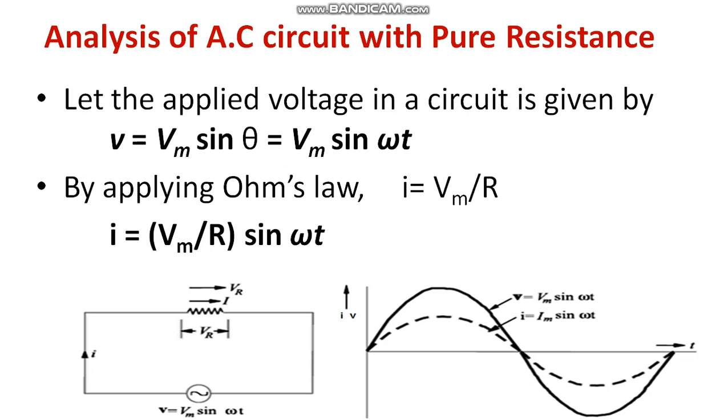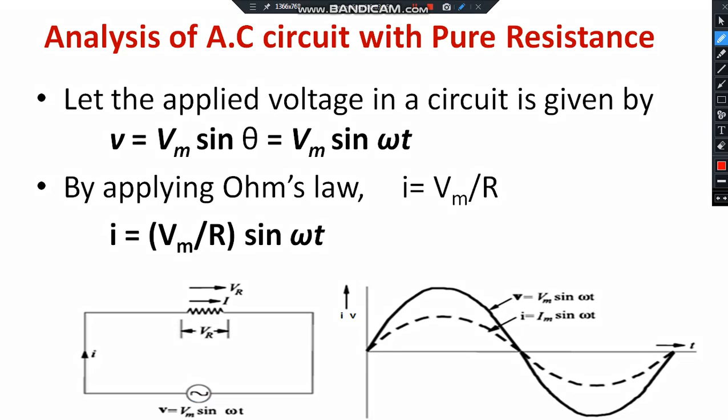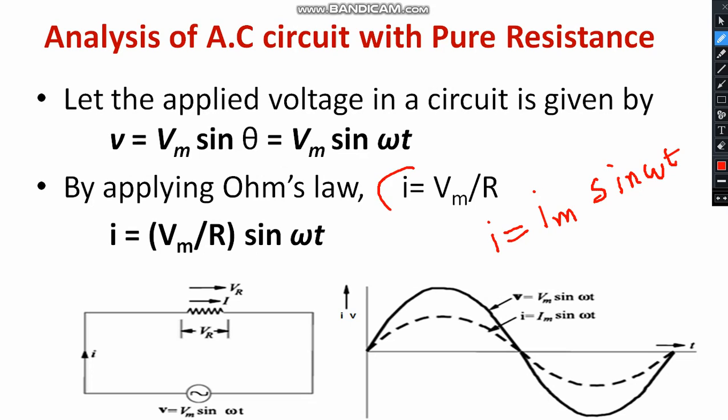So very simple. Let me rewrite it so you'll understand. I is equal to Im sin omega t. Now what you are supposed to do is instead of Im, you can write Im means Vm by R. So I is equal to Vm by R into sin omega t.